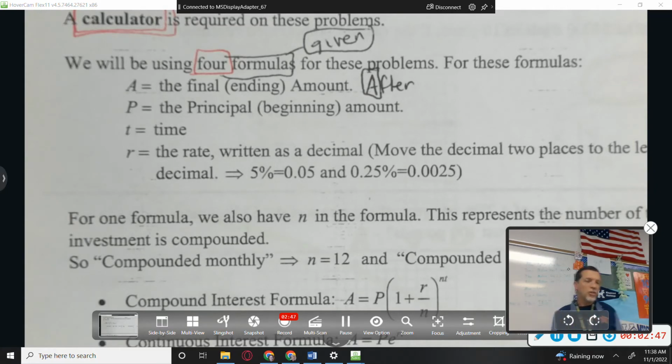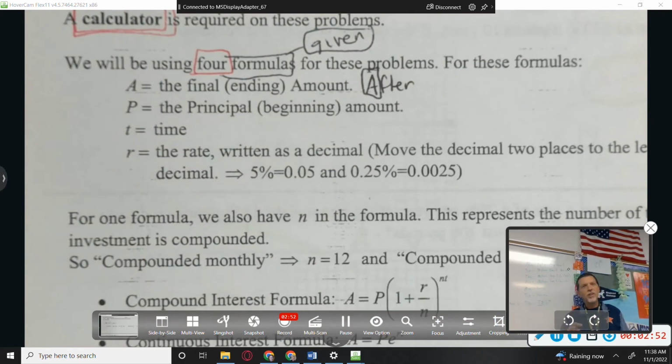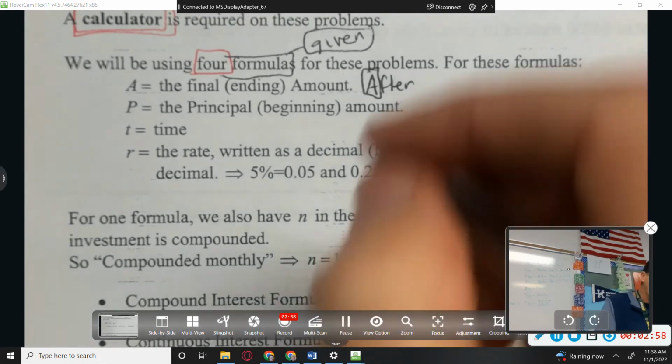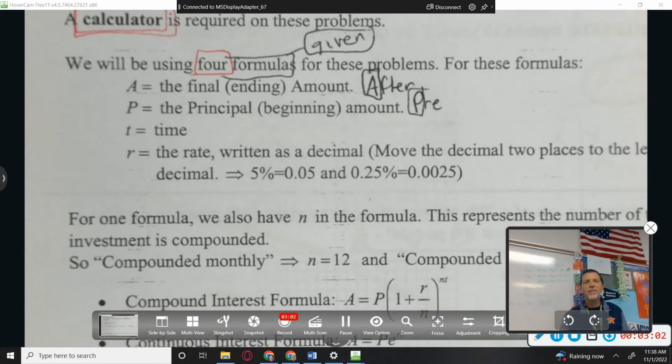P is the principal, what you start with. So can you think of a word that means starting or before that starts with P? Previous, prior, pre, all of those are good. I usually say pre, but those were good answers as well. So A for after, P for prior, previous, or pre, whatever you want to say. T is time, you're used to that.